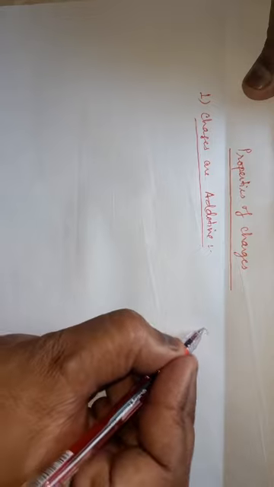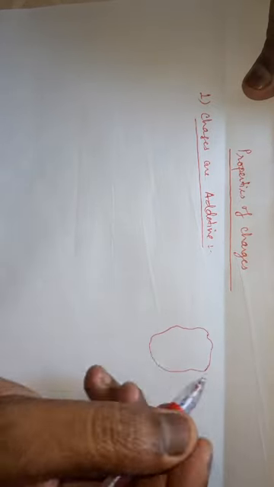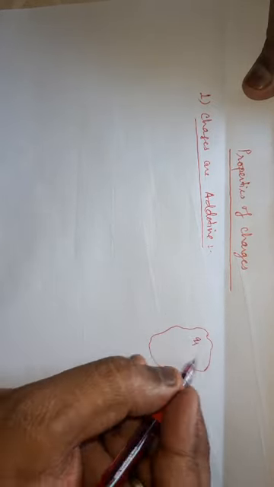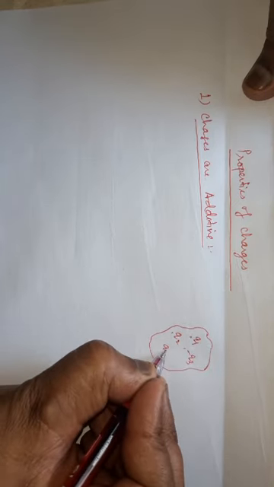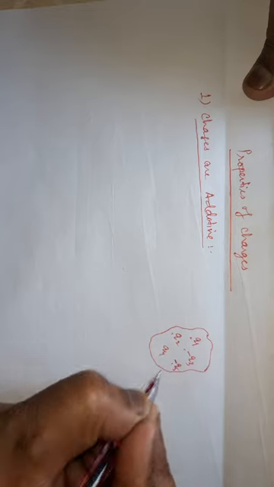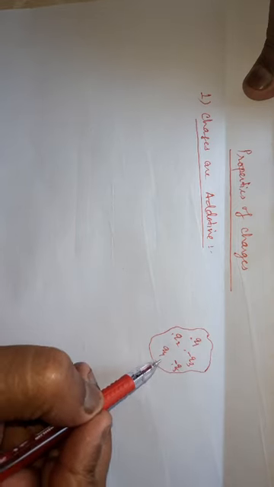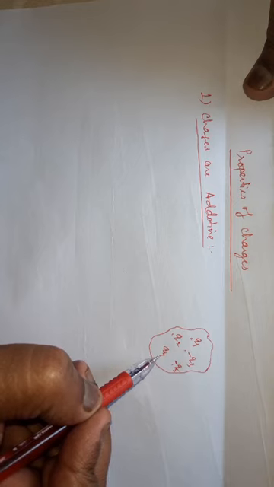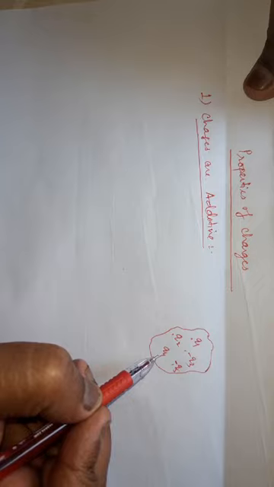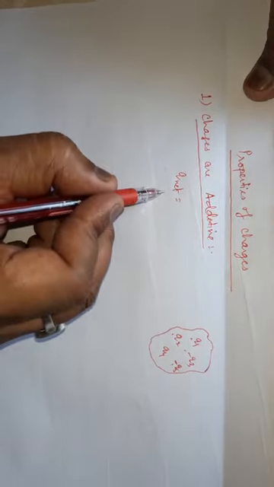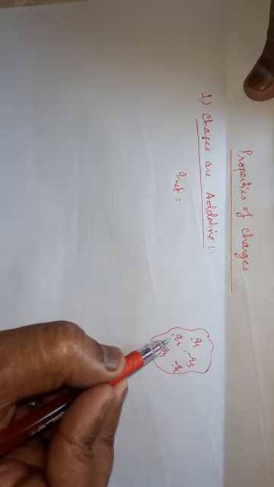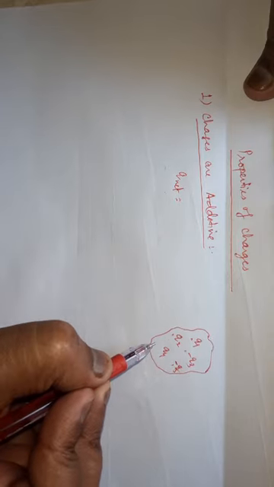Suppose I have taken a body. In this body, there are several charges present inside it: Q1, Q2, minus Q3, Q4, and minus Q5. This is a single body made up of different charges. If anybody asks you what is the net charge, what is the total charge present inside the body, without any thinking you have to add all the charges directly. It means the total charge present inside the body, that is said to be the net charge, will always be the algebraic sum of the charges present inside the body.